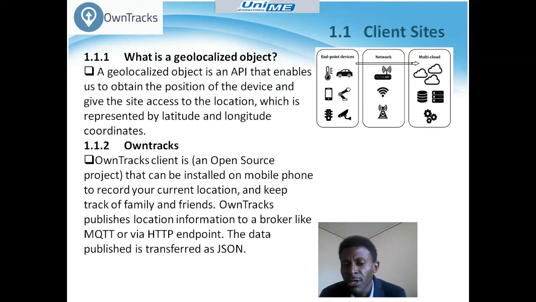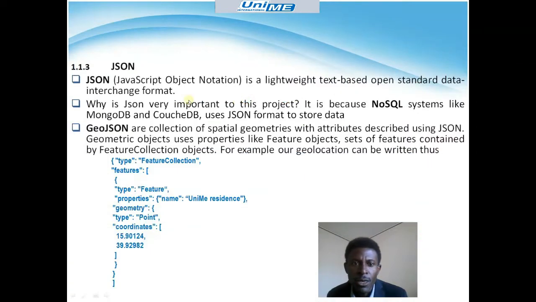Owntracks publishes location information to a broker like MQTT or via HTTP endpoint. The data published is transferred as JSON. You could be tracking a thermometer, a taxi, or a person using a mobile phone. It is transmitted through a network. Look at this wireless network here to the cloud. And what data are we talking about?